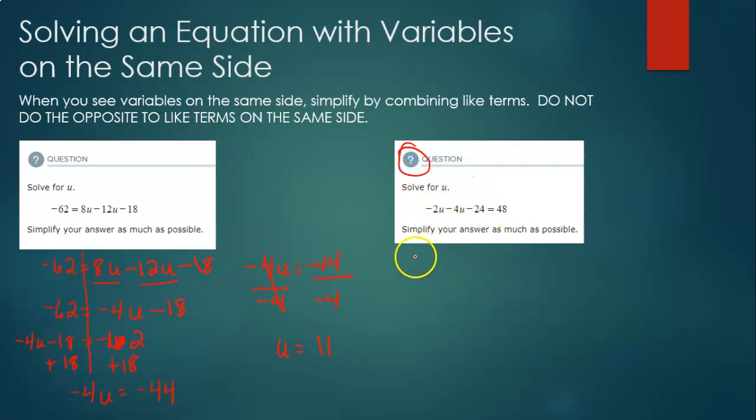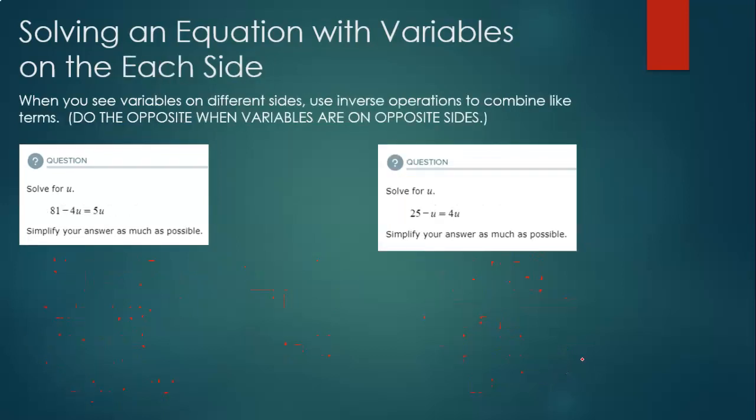You should have subtracted negative 2 and negative 4 and gotten negative 6u minus 24 equals 48. We're going to add 24 to each side. So we get negative 6u equals 48 plus 24. That gives me 72. We're going to divide both sides by negative 6 to get the negative 6 away from the u. And 72 divided by 6 gives us negative 12 because a positive divided by a negative is a negative.